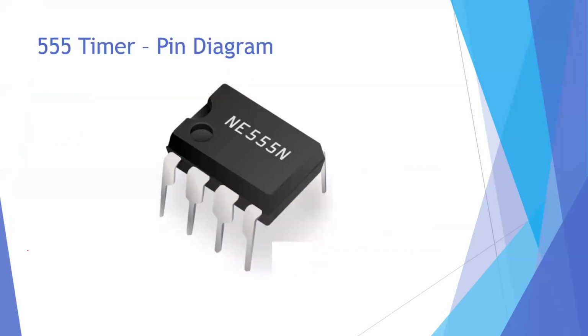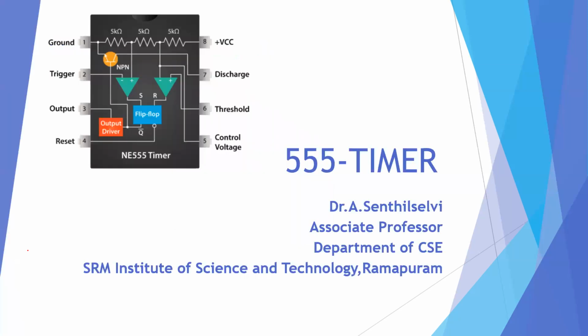This is a pin diagram. It has 8 pins. Pin 1 acts as ground and pin 2 acts as trigger. Pin 3 acts as output. Pin 4 acts as a reset for the flip-flop. Pin 5 provides a control voltage to the operational amplifier. Pin 6 provides a threshold voltage to the operational amplifier. Pin 7 acts as a discharge pin for the transistor, and at pin 8 we provide the positive voltage.